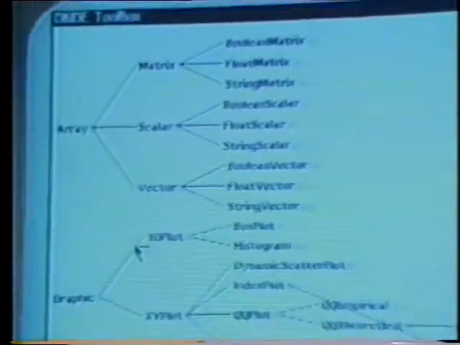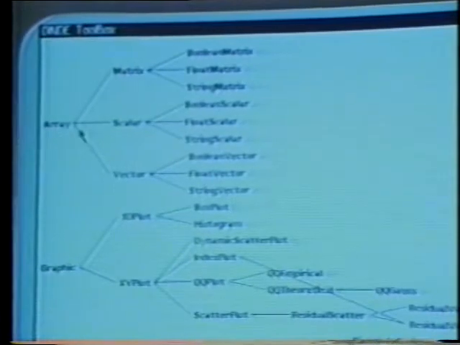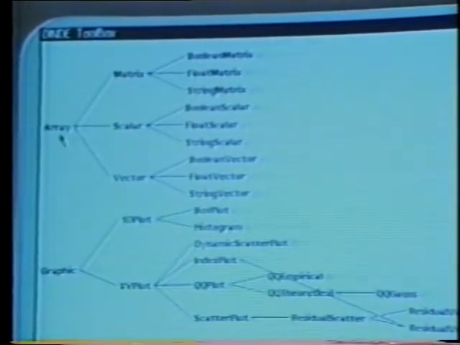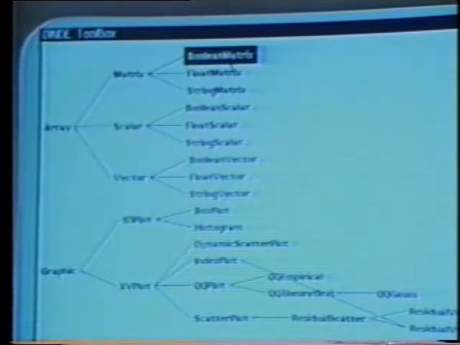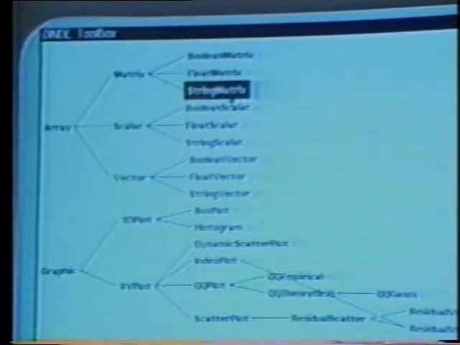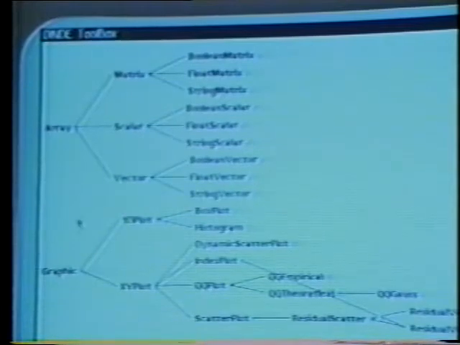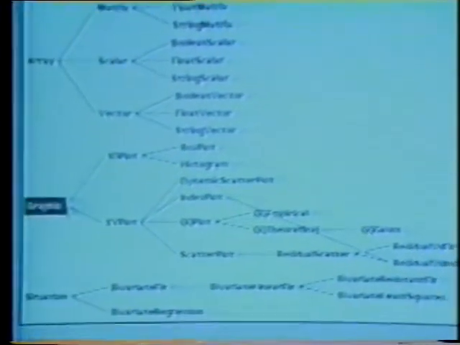All such classes are contained in a window called the DINDE Toolbox. Opening the Toolbox, we see all of the possible classes that are available in DINDE. These are arranged in order of increasing specialization from left to right. In particular, then, we have a general kind of array and three special cases for that array, namely matrix, scalar, and vector. Then in turn, for each of these, we have either matrices with Boolean elements, float elements, or string elements, and so on.